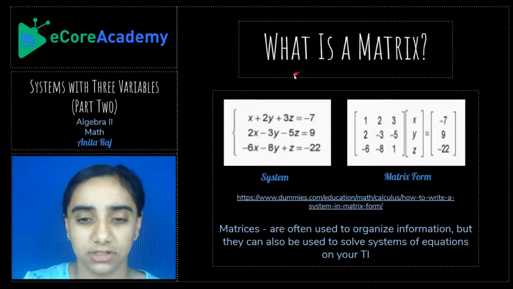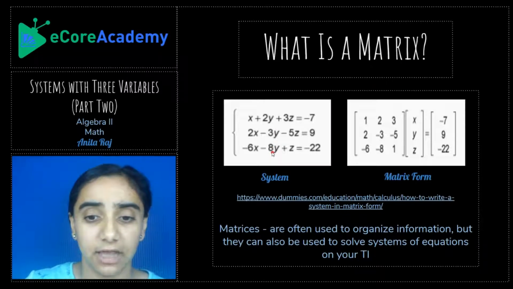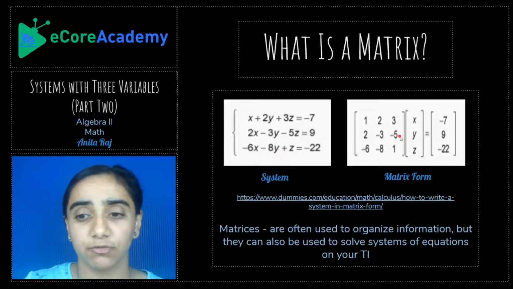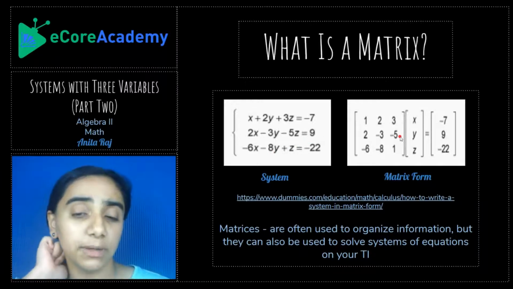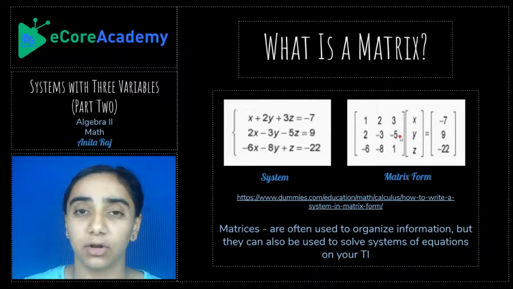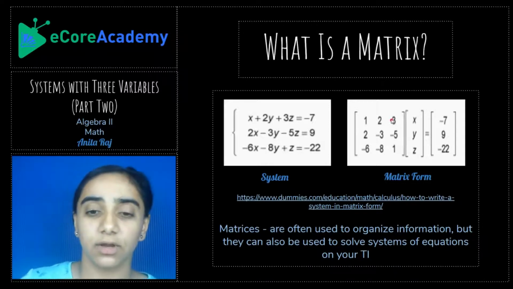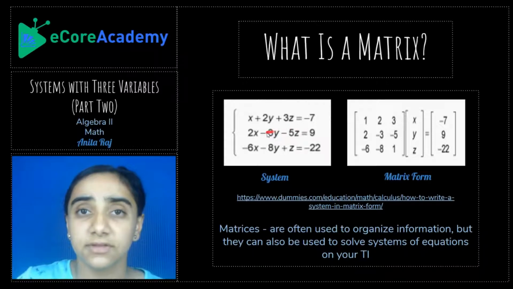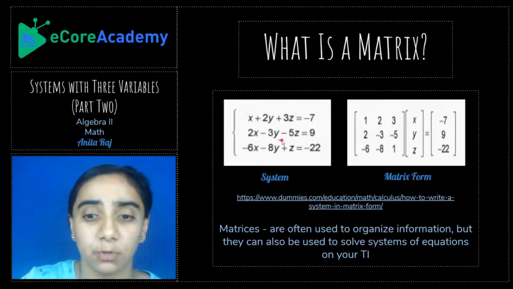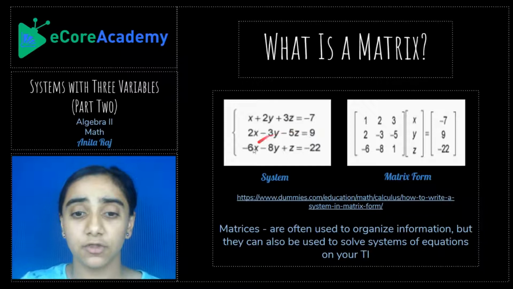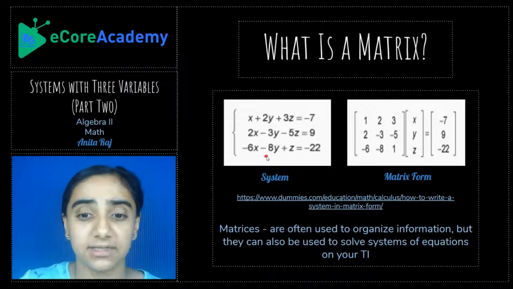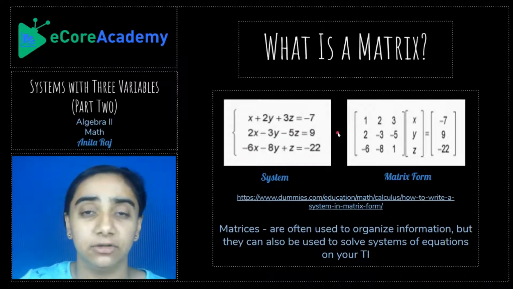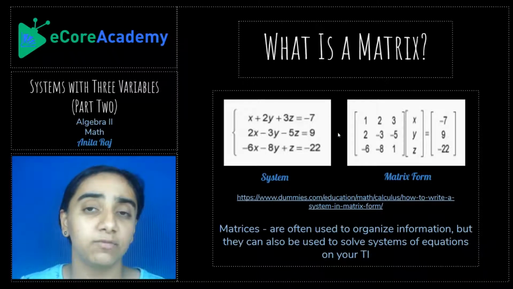So what is a matrix? The picture on the left is your system, and the picture on the right is matrix form. The picture on the left is a system you might get on a worksheet that your teacher gives you. This should be familiar to you by now. The first equation is x plus 2y plus 3z equals -7. The second equation is 2x minus 3y minus 5z equals 9. And the third equation is -6x minus 8y plus z equals -22. So that is your system. That's the kind of three variable system we've been working with so far.